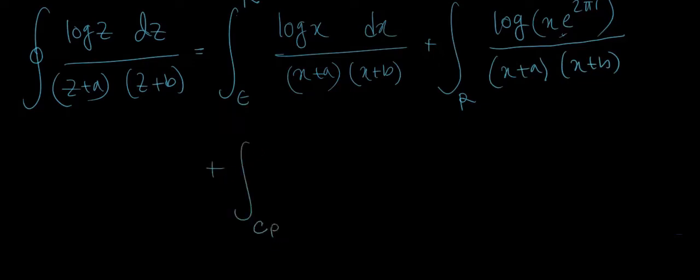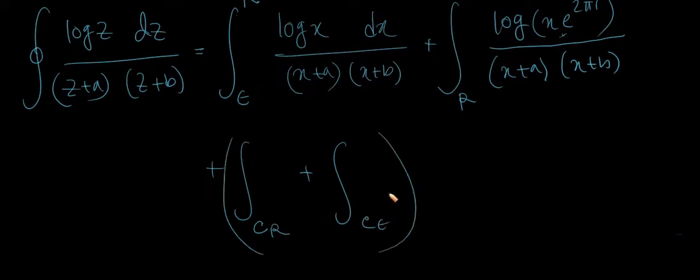Now I have to write out the rest of the things, and let's write it in a very shortcut manner. C of R and C of epsilon, and this will be our f of z, that means log of z divided by z plus a times z plus b. So let me write that down.